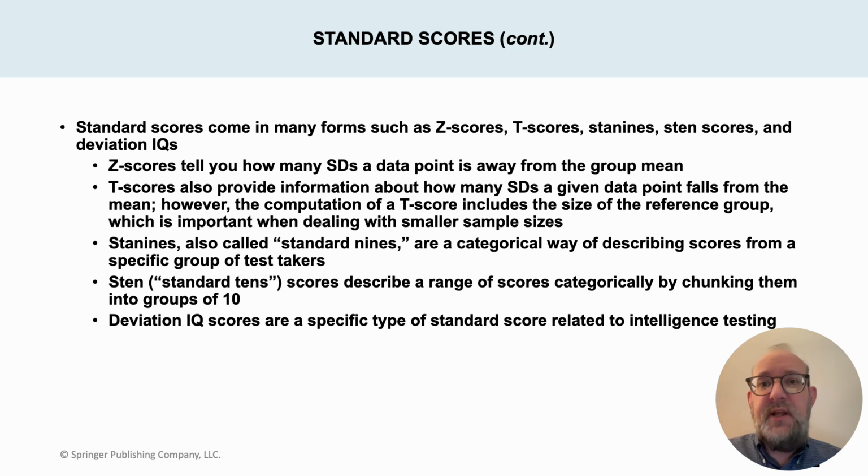Sten scores are a variation of Stanines that divide a data set into 10 equal-sized groups, again ranging from 1 to 10. Sten scores are commonly used in psychological assessments and are particularly useful for comparing an individual's performance on different tests. Deviation IQs are a type of standard score that measures an individual's intelligence relative to a standardized population. A deviation IQ of 100 is considered average, with scores above 100 indicating above average intelligence, and scores below 100 indicating below average intelligence.